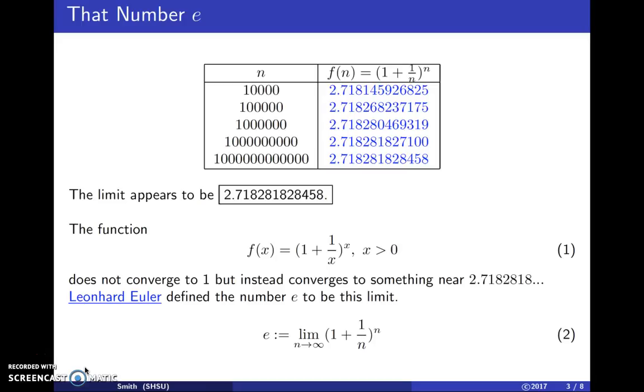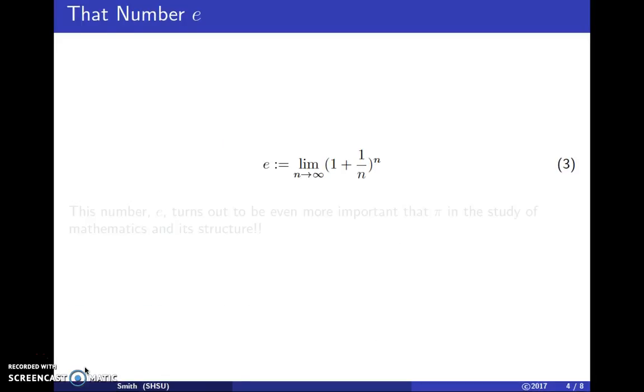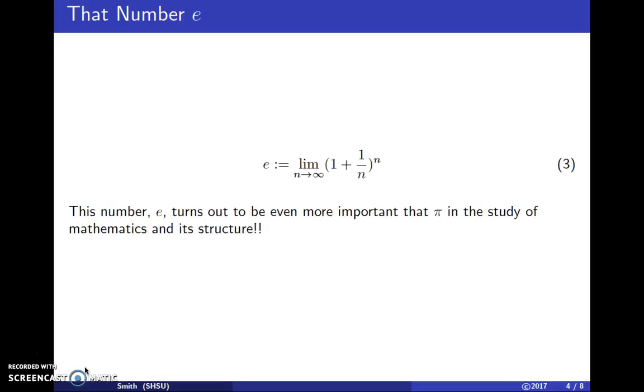e, 2.718281828459045 something, is one of the most significant and important numbers in mathematics. In fact, it is more important than the number pi. Here is how we define e as a limit, and it's a fundamental constant in mathematics.